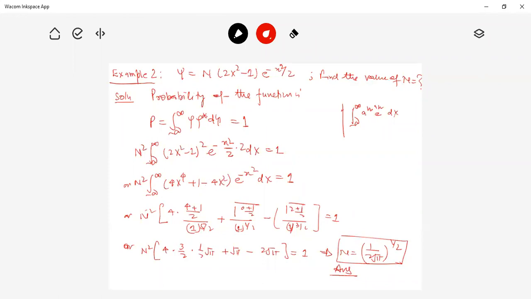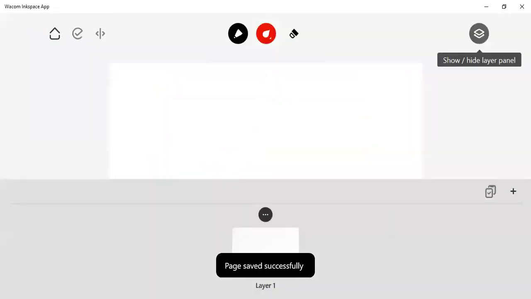This is the answer. So in this way, we can have some examples that used to be asked in the examinations. And this is all about the hydrogen atom. And in the next term, we would like to discuss the linear harmonic oscillator.